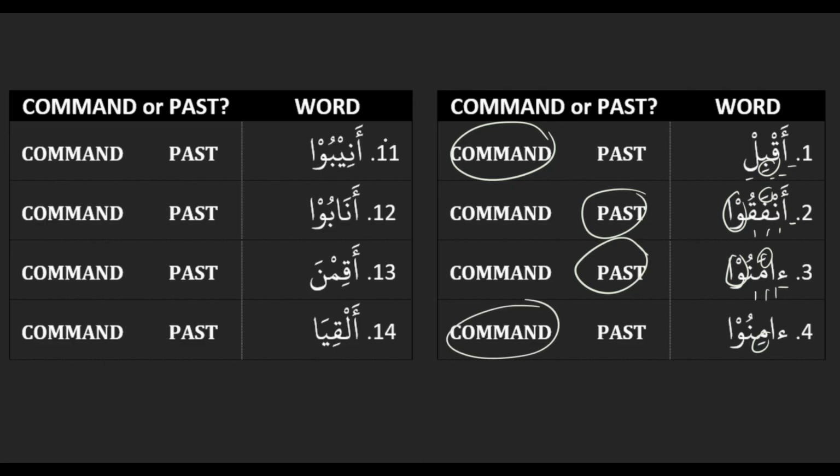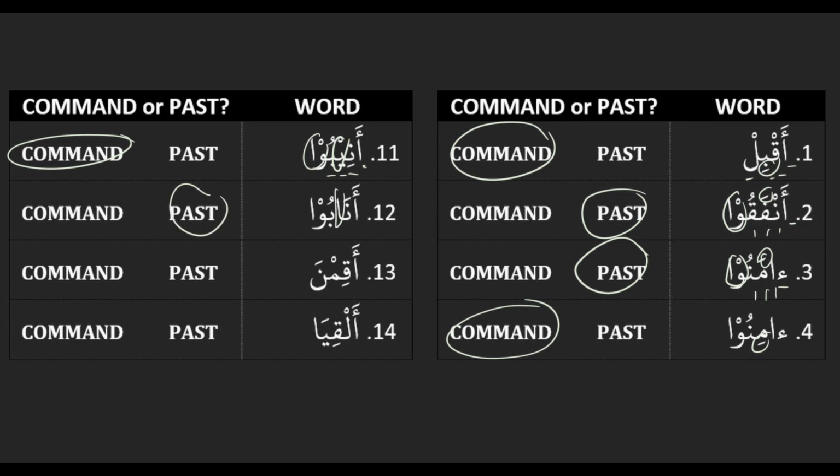Anibu. Hamza at the beginning. Hide our indicator. We have three letters. And then our second to last letter is a ya, so that makes it command because E sound makes command, A sound makes past. So with that in mind, anabu versus anibu, number 12. Everything is the same except we have an A sound instead of an E sound, so that makes it past.